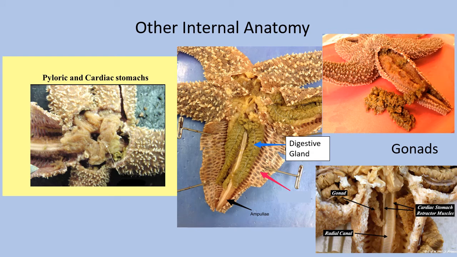So we talked a lot about the water vascular system of the sea star, but there is some other anatomy that you should be aware of in the sea star's body. Inside of their body, in the central disk area, in the middle of the sea star, you will see there are two stomachs. They have a pyloric stomach and a cardiac stomach, one sitting on top of the other.